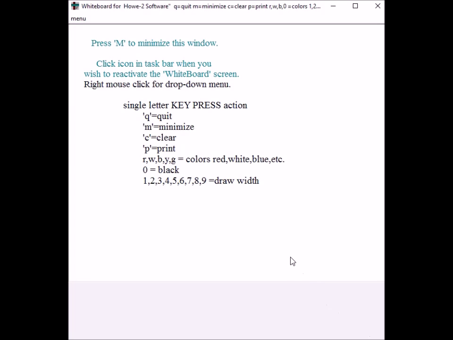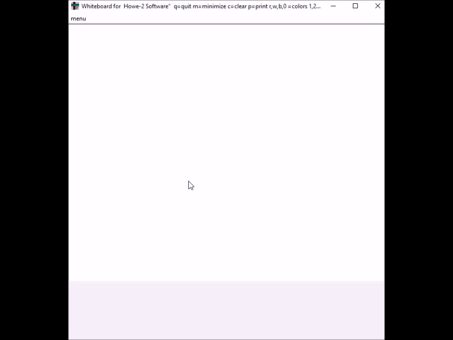Okay, I'm going to try something here. I'm using the whiteboard from Howe-Two software like a tablet, and you see it has the same things for changing colors. So I can draw on here and change colors and stuff like that. So I'm going to use it here. I'm going to just clear everything. It's like the marker but without the screenshot.